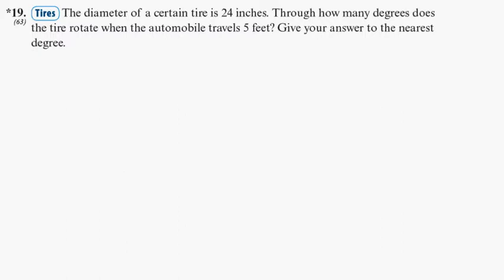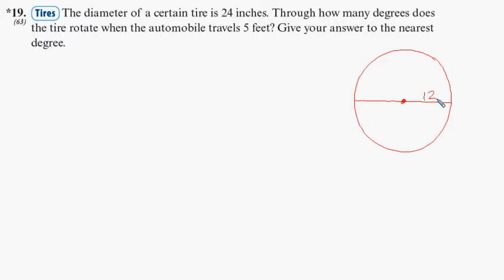Okay, people, for number 19, draw a sketch. Don't even try to do this one until you have a sketch. So we've got our tire here, and we've been told that the diameter is 24 inches, okay? So if the diameter is 24 inches, that means that the radius is 12. It says, through how many degrees does the tire rotate when the automobile travels 5 feet?